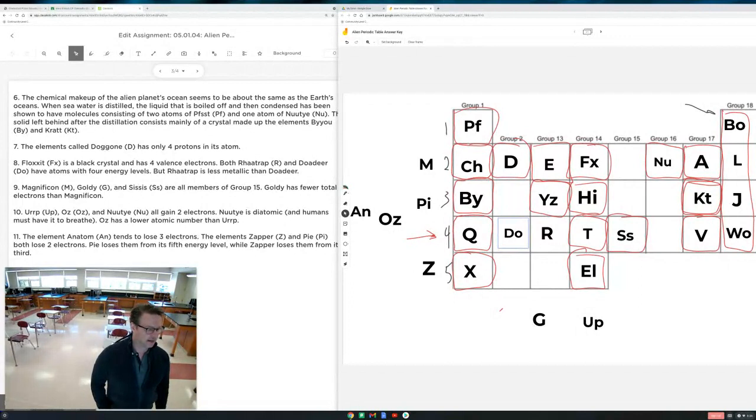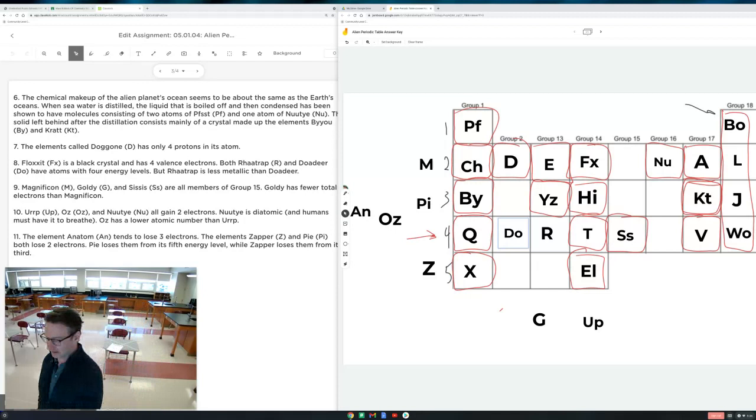And it says M, G, and SS are all in group 15. Well, we already have SS in group 15.